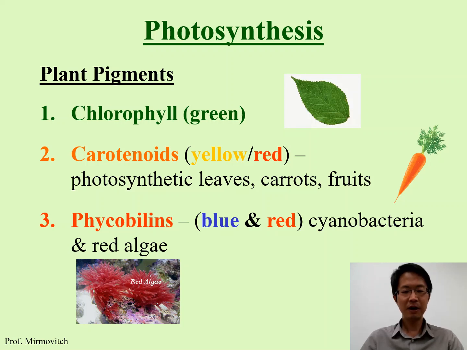And in plants, most of the leaves are green. Why? Because they have chlorophyll. And then some vegetables or plants are red or orange in color because they have carotenoid. And then, last but not least, we have something called phycobilins. Phyco means alga.